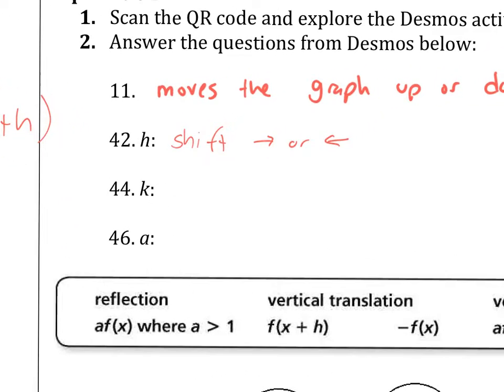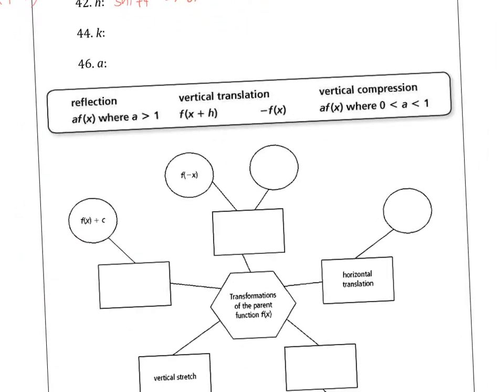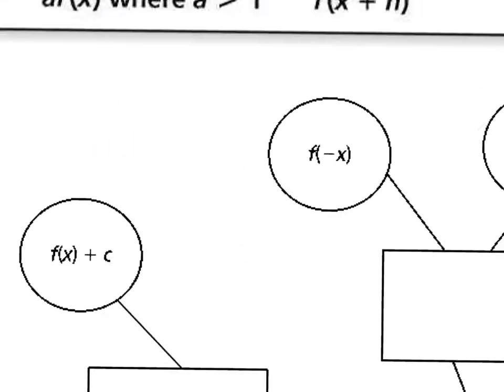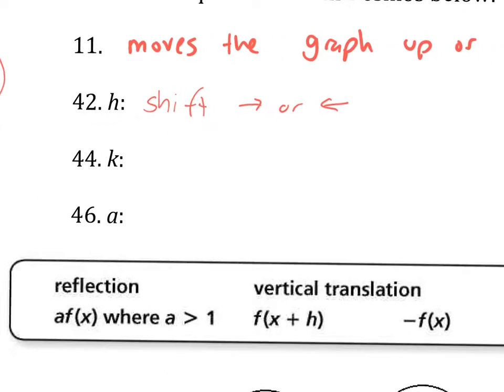The k, which we saw was outside the function, so in this case it's a c, but the point being is that it's outside the function. Here's my function, and I'm adding something outside of the function. What that does is it does a shift also, and that's up or down.